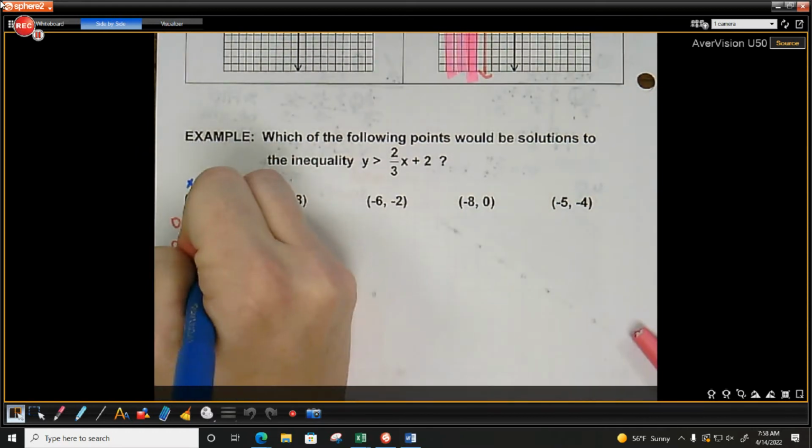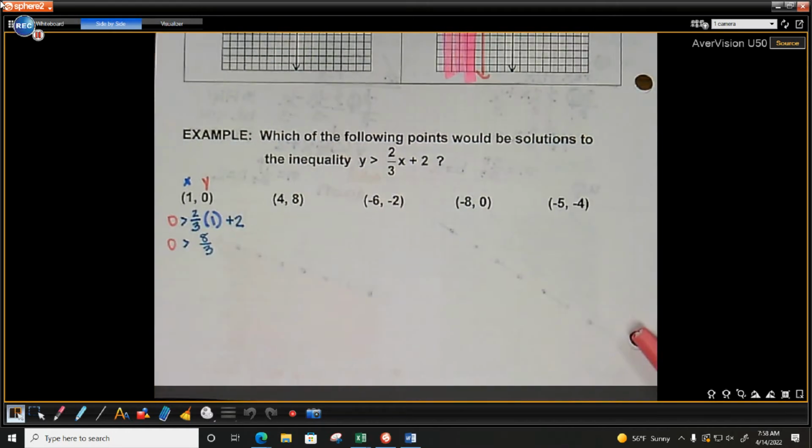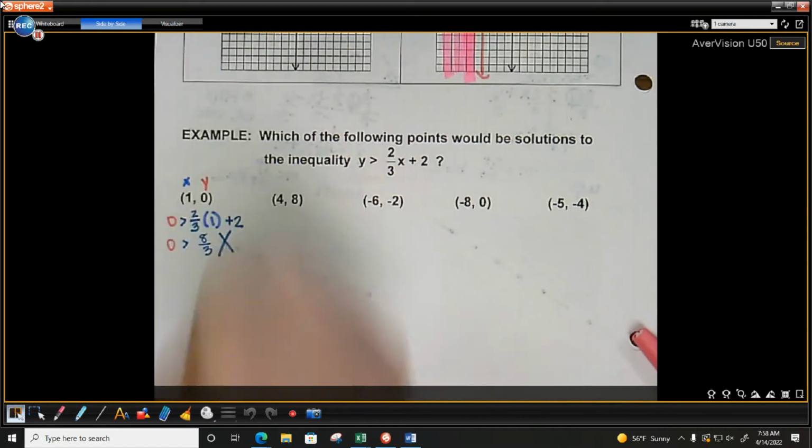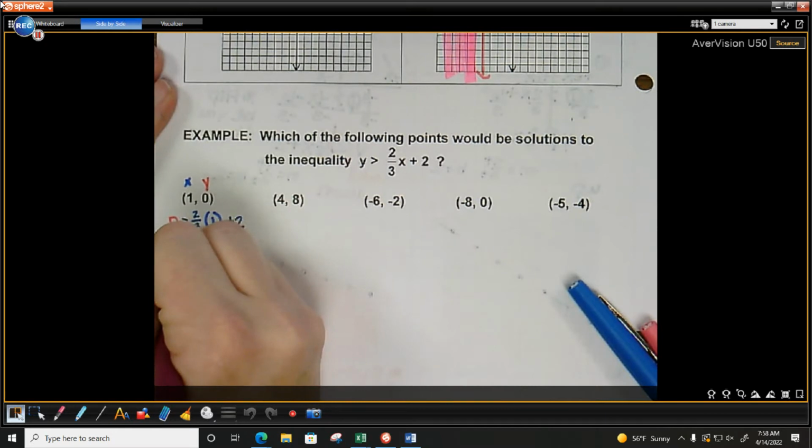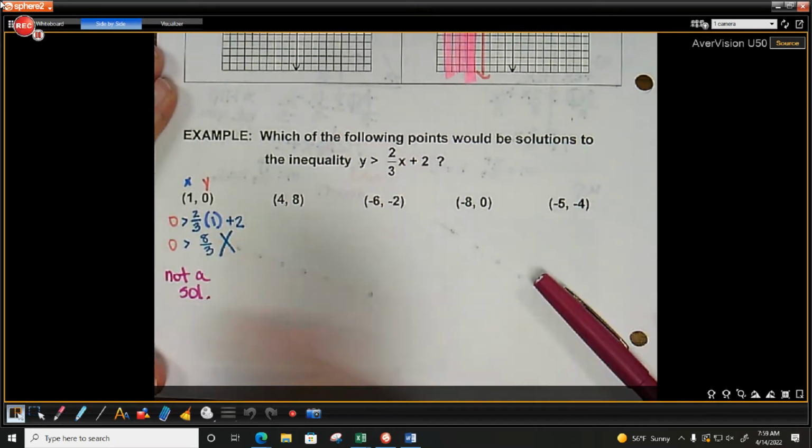Is 0 greater than 8/3? No. So this does not work. So is it a solution? So I would say not a solution, because you do not get a true inequality. Good?